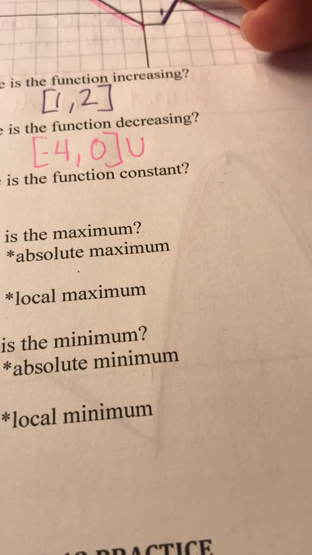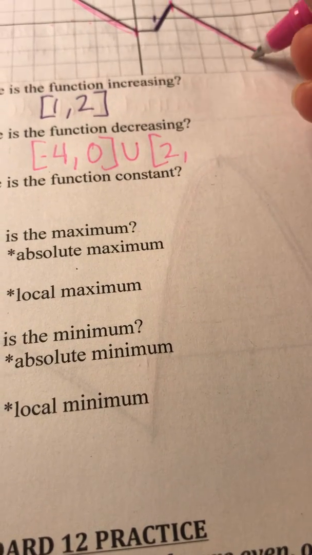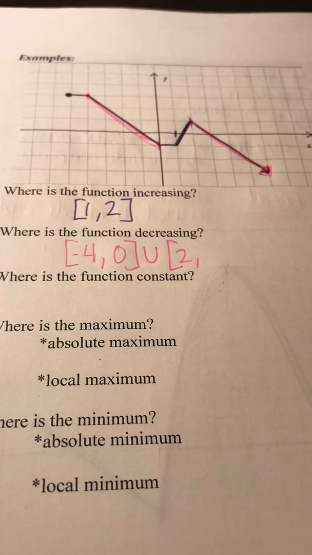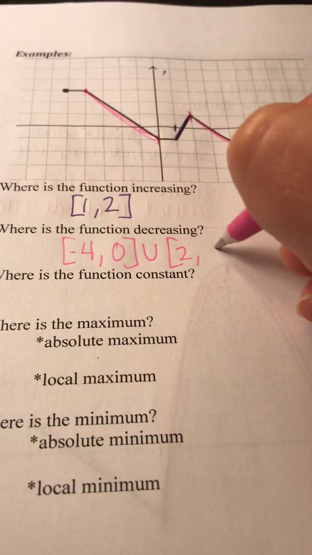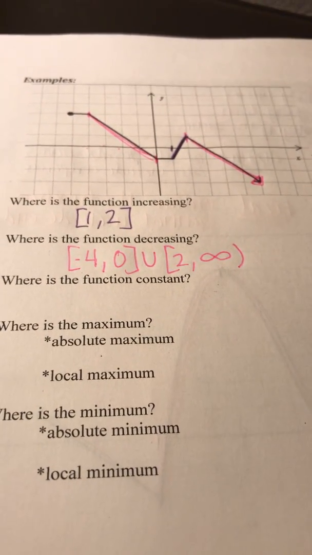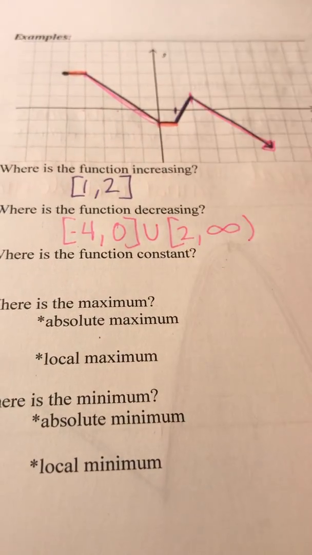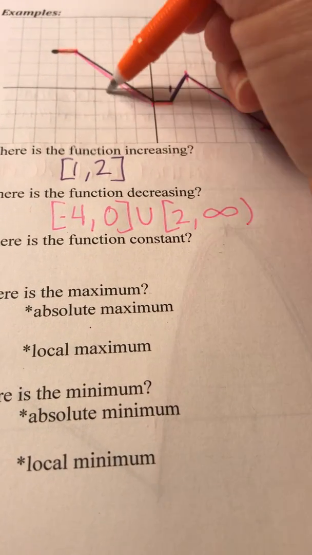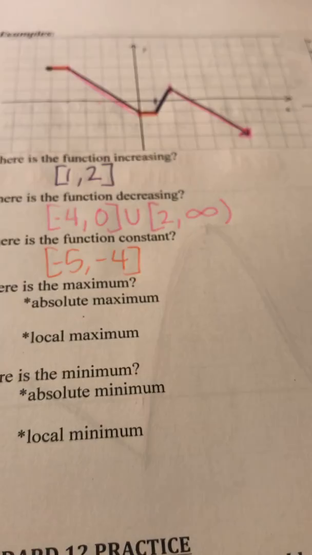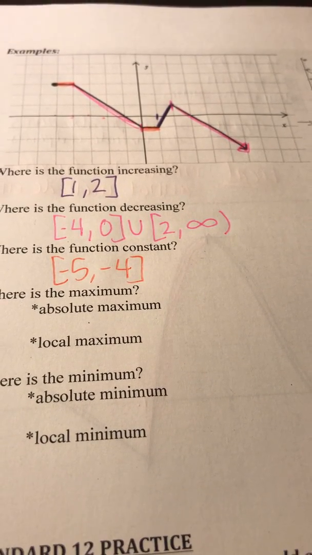And then from 2 to, oh, I see this arrow here. This arrow tells me that it goes to infinity. Now, where's my function constant? Looks like I'm constant here, and I'm constant here. So from negative 5 to negative 4, and then also, looks like from 0 to 1.